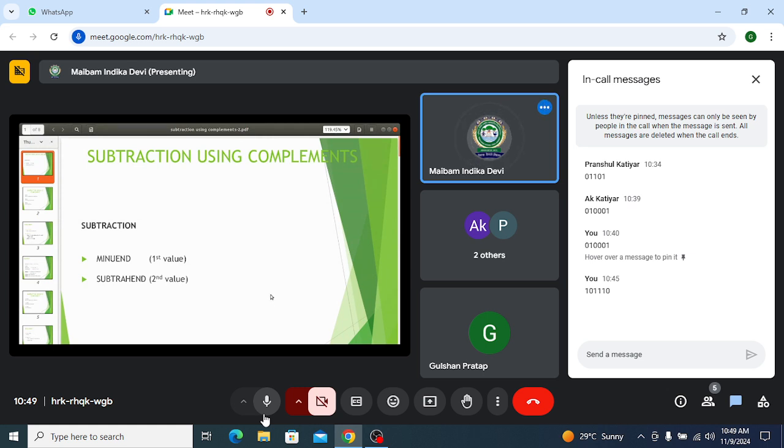It is not difficult, but it is not that handy, or let's say inefficient. So dealing with that borrow by computers is inefficient. So we have come up with another method called complements to perform subtraction. Understood? So subtraction in computers is done through the use of complements.